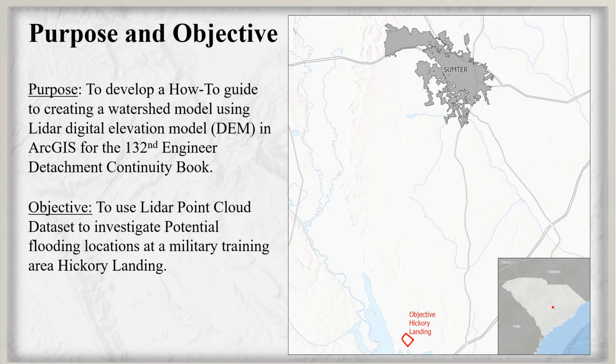Because the original request for information was for a classified area, I chose to replicate the request in a local training area within Sumter. The objective is to use the tools learned in this course to identify potential flooding locations at the Hickory Landing training area.